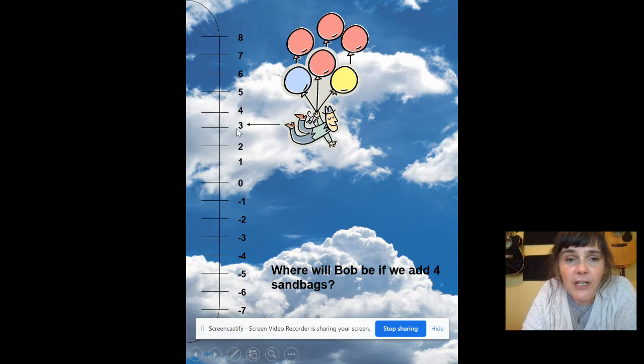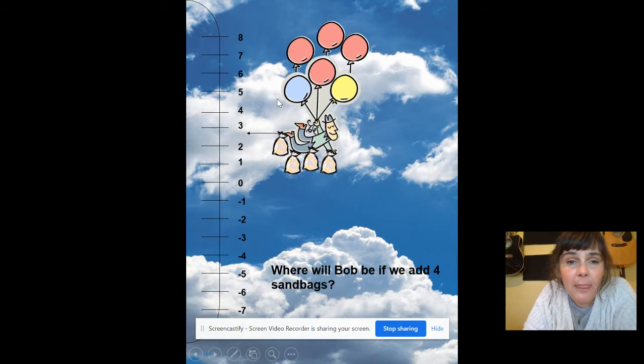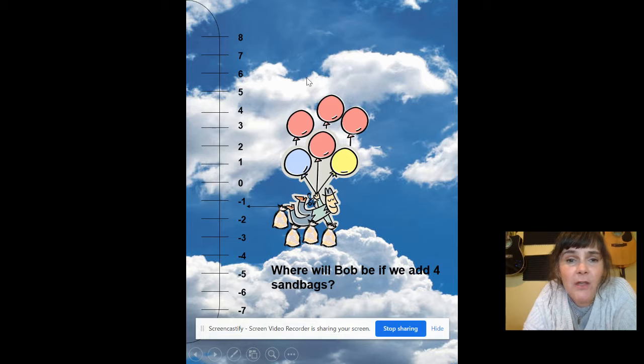Here we are. We're starting at 3, and we're going to add sandbags. Sandbags are heavy. They're going to pull him down, okay? So where will Bob be if we add 4 sandbags? We're starting here. We're going to go down 4. So 1, 2, 3, 4. And there we go. So that's kind of like saying 3 plus negative 4, and we end up on negative 1.